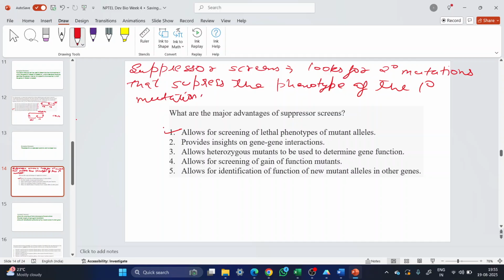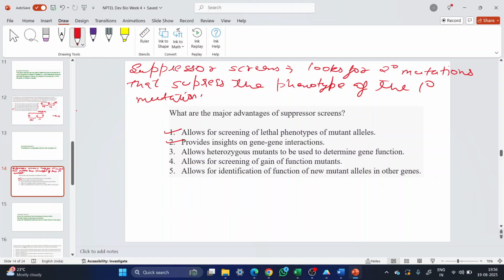Then, provides insights on gene to gene interaction. Again, it is correct because suppression often indicates that the two genes act in the same pathway, or they play a parallel pathway role, or they play an antagonist role. Whatever kind of role is there, that can be analyzed with the help of gene to gene interactions, which helps to build an overall network. So this is also correct.